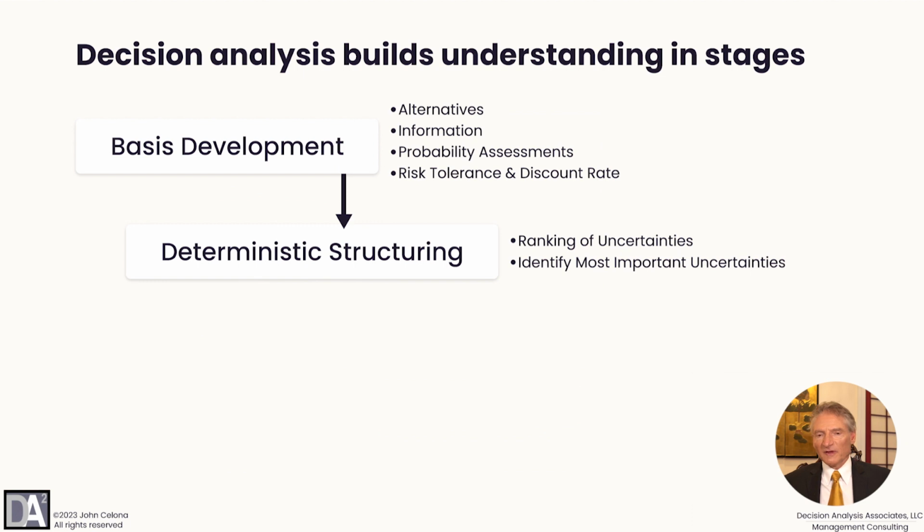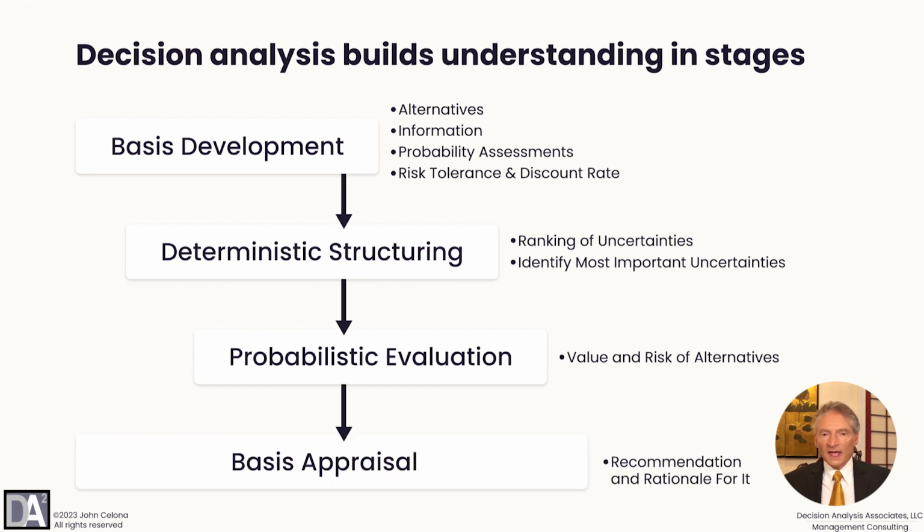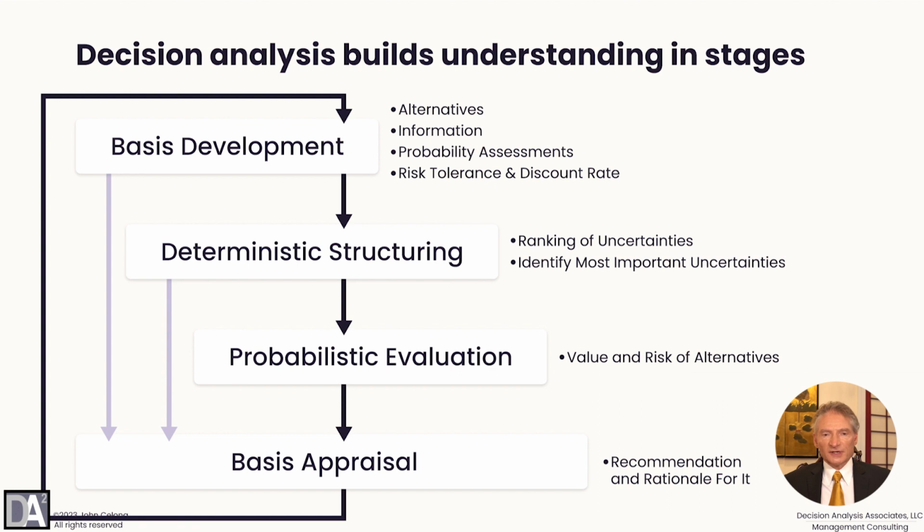If you have a very simple value model, you don't need to do this, but when the model is more complicated, we do deterministic sensitivity analysis in the deterministic structuring stage. That feeds into probabilistic evaluation, where you get the value and risk of the alternatives, and you get this in the Eperoto software by looking at the distribution on value. That goes into basis appraisal, where you get a recommendation and a rationale for it, but the whole process is iterative. At each part, you're looking at all the pieces and asking yourself those questions.